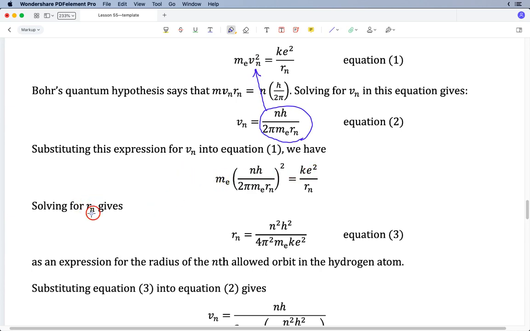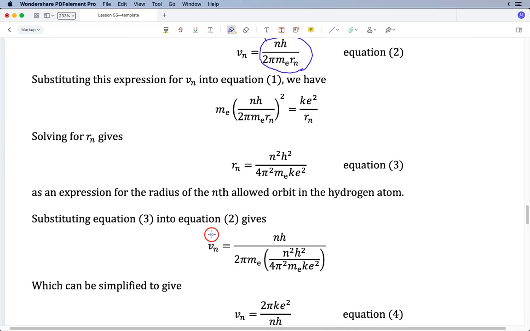And then we can solve for Rn in this equation, and that gives us equation 3. So equation 3 is an expression for the radius of the nth allowed orbit. So again, according to Bohr's model, you can't just have the electron at any old orbit. It can only reside in specific orbits with specific radii. And so this equation 3 allows you to calculate the radius of the nth allowed orbit. Okay, and so that's equation 3.